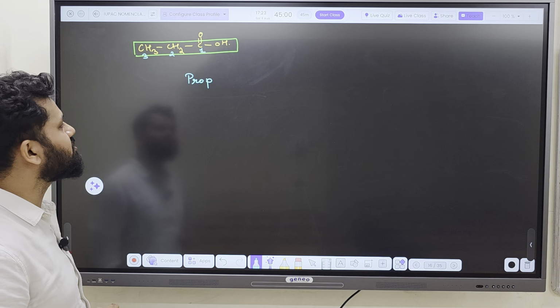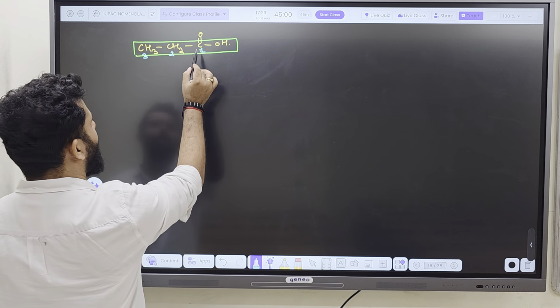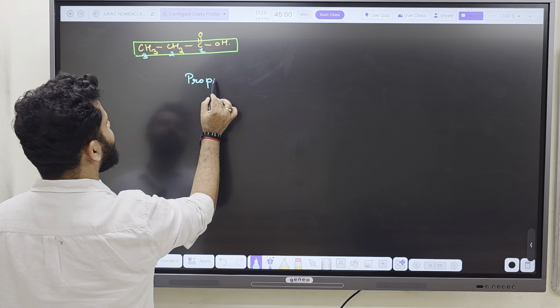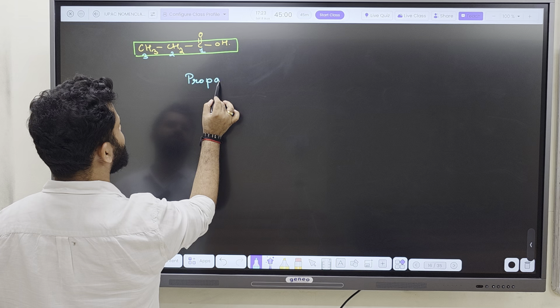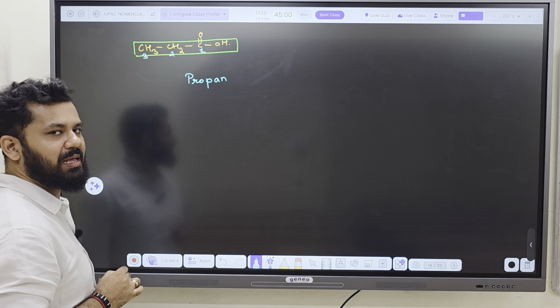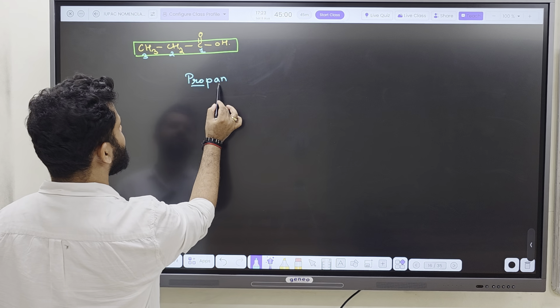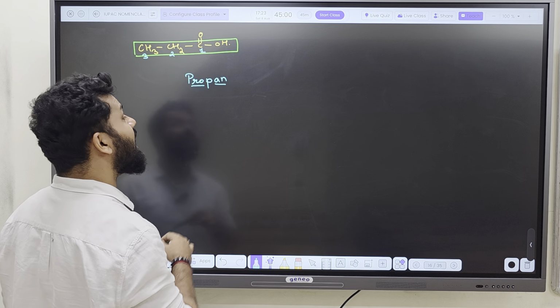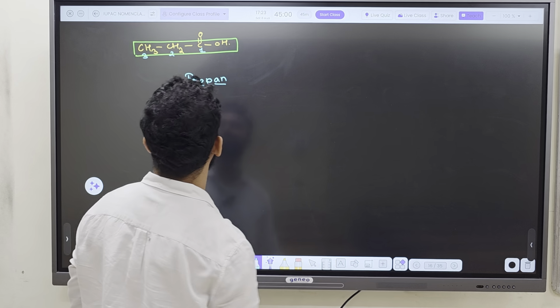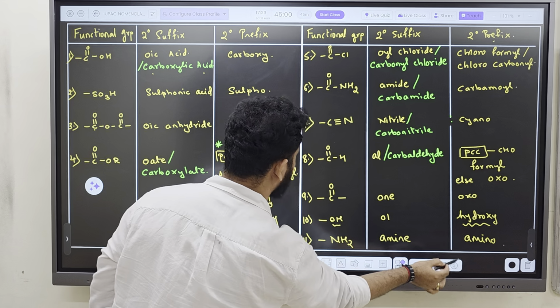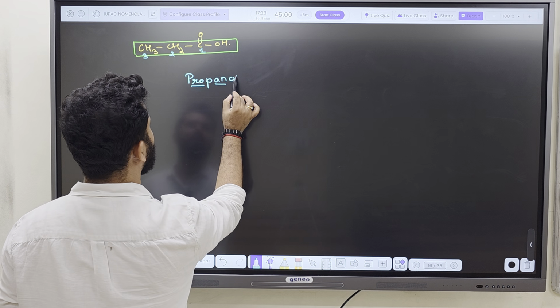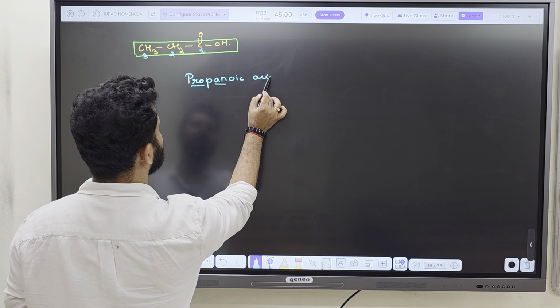Since there are 3 carbons in the PCC, all 3 carbons are connected with each other through single bonds. So the primary suffix will become ane, propane. So this is my root, this is the primary suffix, and now comes the secondary suffix. What is that? The secondary suffix for COOH is oic acid. So the name would become propanoic acid.